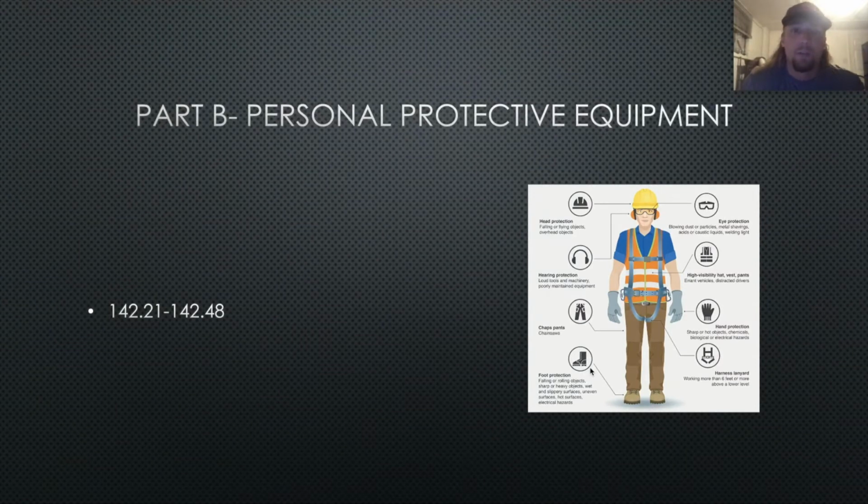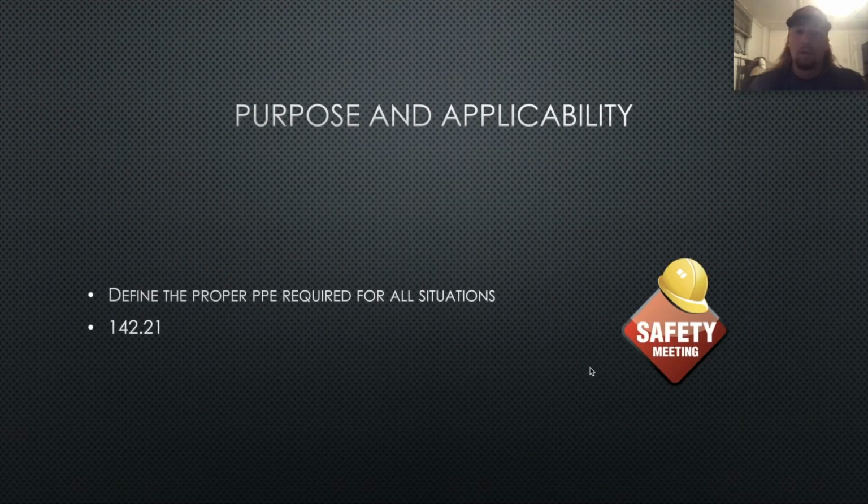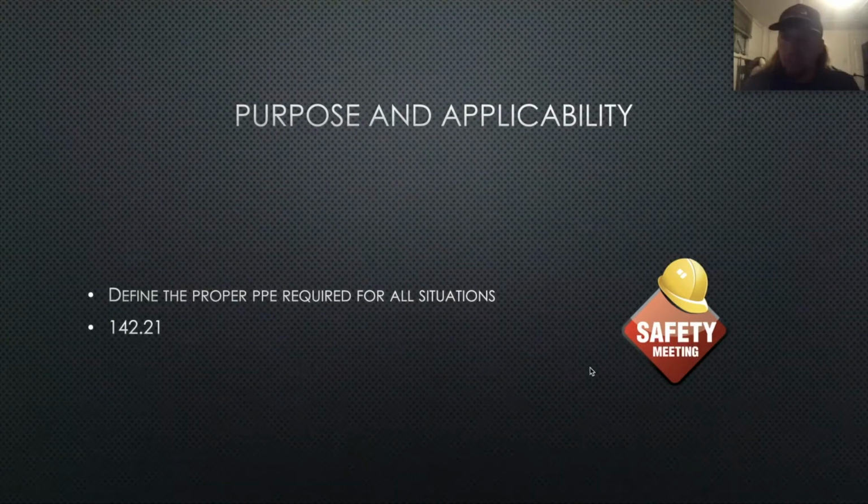There's your standards. So we're going to go into it. This subpart B, the purpose and applicability part of this section, is to define all the proper PPE required for all situations. PPE is pretty standard on a barge. FR is usually jeans and a t-shirt. Working on deck and stuff like that, life jacket, hard hat, safety glasses, that's required.